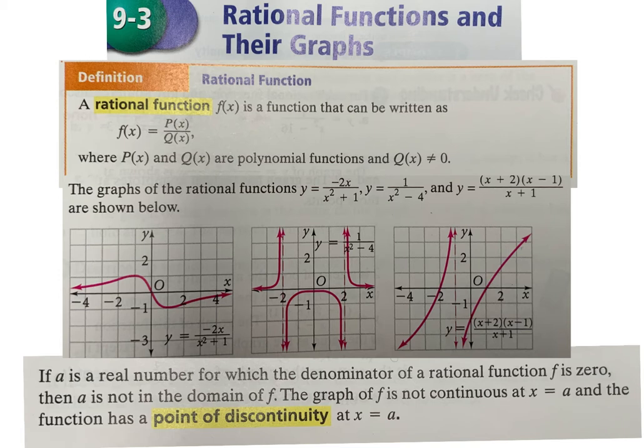So a point of discontinuity: if a is a real number for which the denominator of a rational function f is 0, then a is not in the domain of f. We've talked about the word domain, and I've said what's the domain? It's pretty much all the numbers that work except for these. These don't work, okay? And so that's all that's saying. If you have a 0 in the denominator, then that number is outside of the domain because it causes a problem. The graph is not continuous at that point, all right? It cannot be because you cannot define the graph at that point because you're trying to divide by 0. And the function has a point of discontinuity at that point, okay?